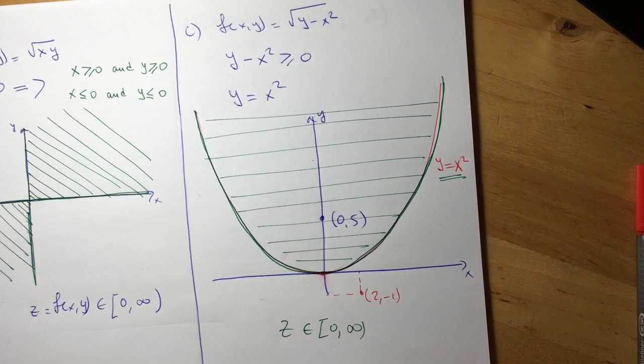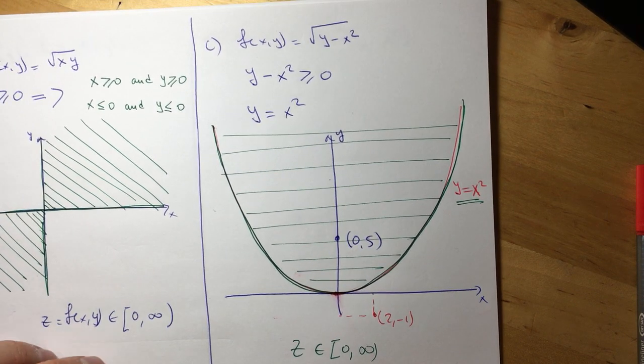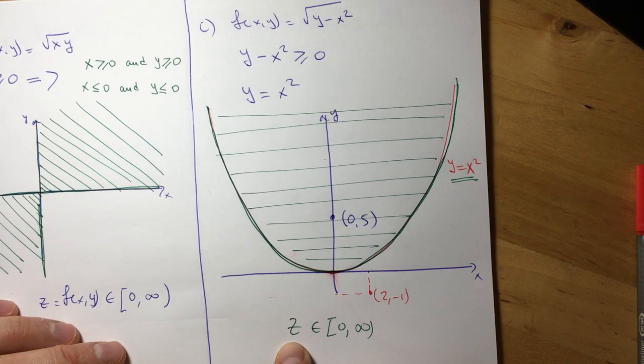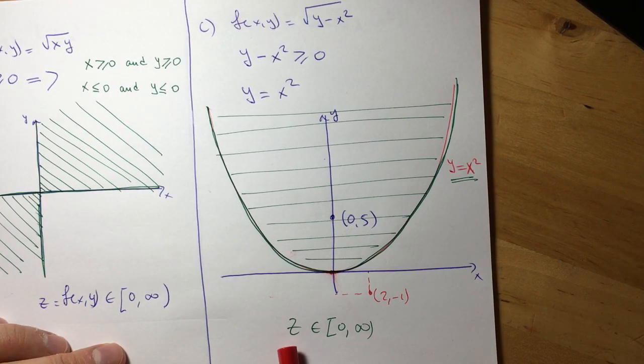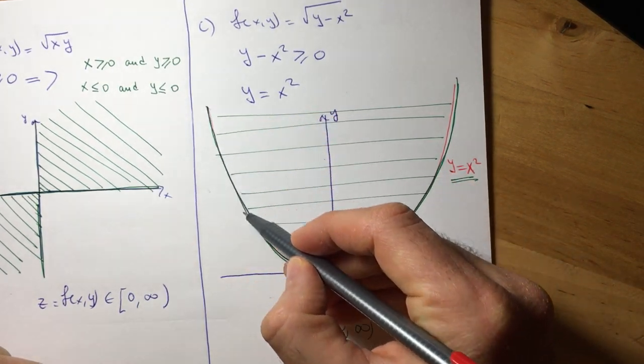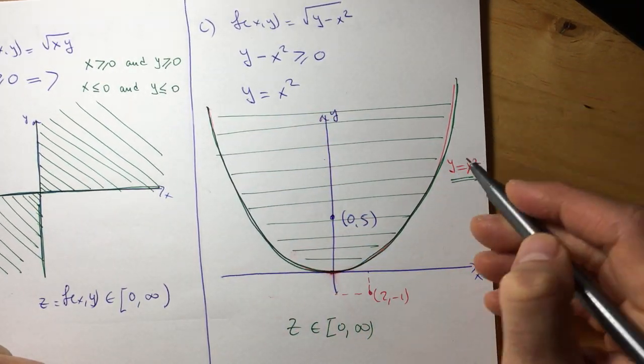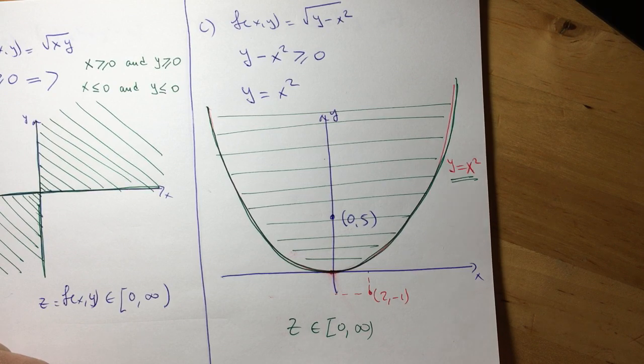Okay, z here is the same, takes only the positive values, right? So for example, when would z be 0? Z or f of x, y is always going to be 0 for any point, for any ordered pair taken on the curve y is equal to x squared.